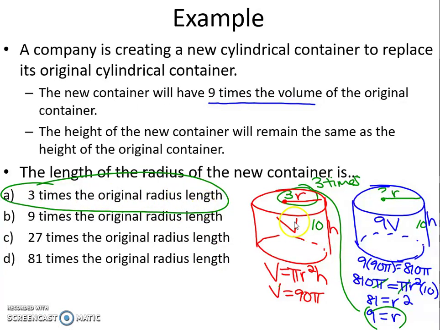Okay? So you need to make up some numbers and compare like that. So you're making problems actually with numbers that you want to. But you need to follow these. They have the same height. And this blue one is 9 times this one in volume. Okay?